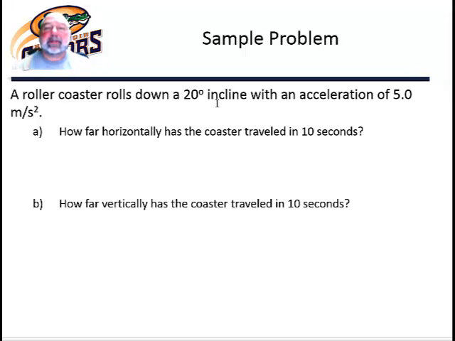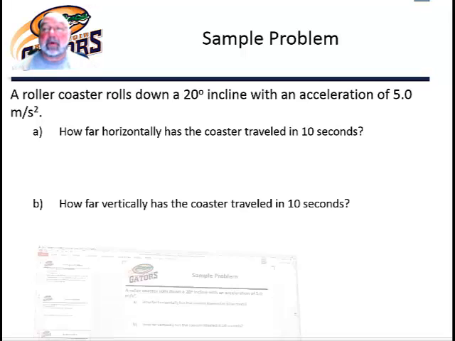The roller coaster is rolling down a 20-degree incline with an acceleration of 5 meters per second squared. How far horizontally has the coaster traveled in 10 seconds? And how far vertically has the coaster traveled in 10 seconds? So let's work on this one.